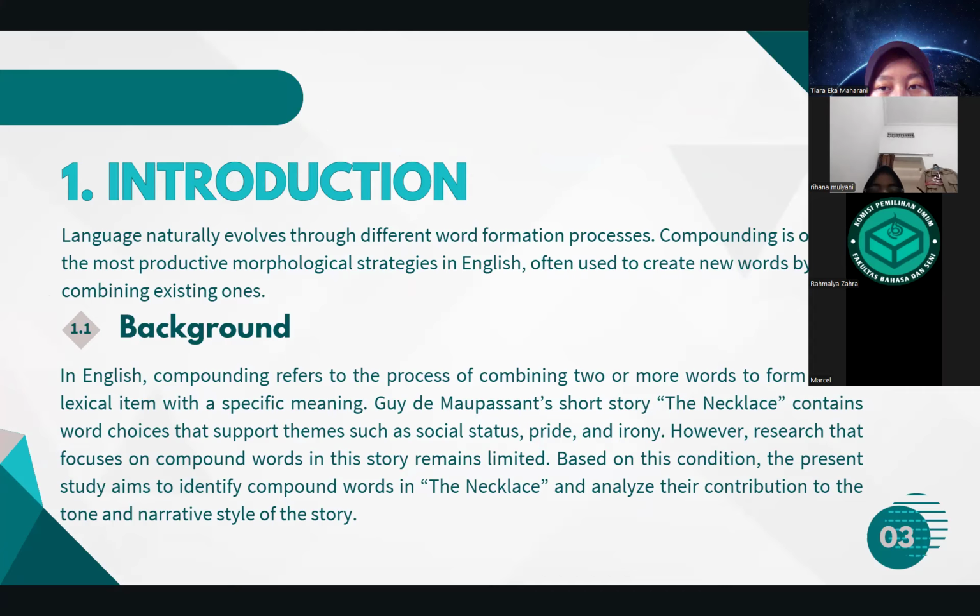The background. In English, compounding refers to the process of combining two or more words to form a new lexical item with a specific meaning. Guy de Maupassant's short story, The Necklace, contains word choices that support themes such as social status, pride, and irony. However, research that focuses on this condition is limited. The present study aims to identify compound words in The Necklace and analyze their contribution to the tone and narrative style of the story.